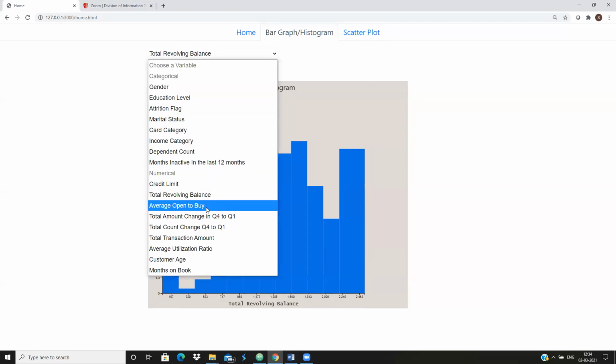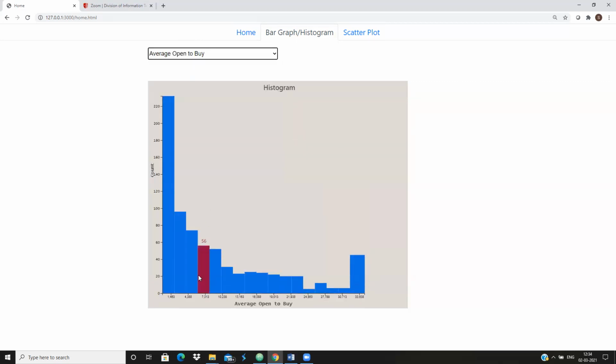Then we also have the average open to buy. As I had discussed earlier, if a person has a limit of $1,000 and has spent 200, the average open to buy is 800. As you can see, the average open to buy for most of the people is low, which means that they are using the credit card a lot. And as we go down, the average open to buy decreases, right?